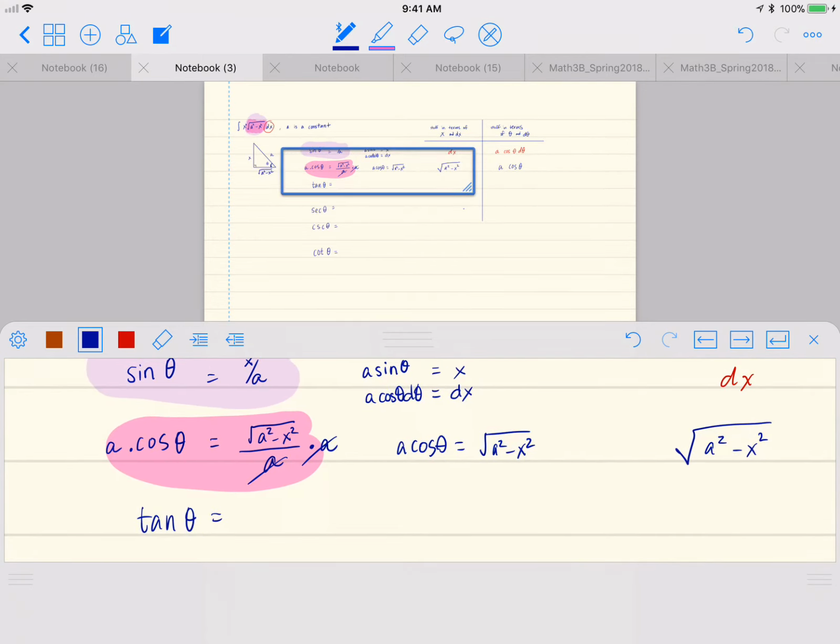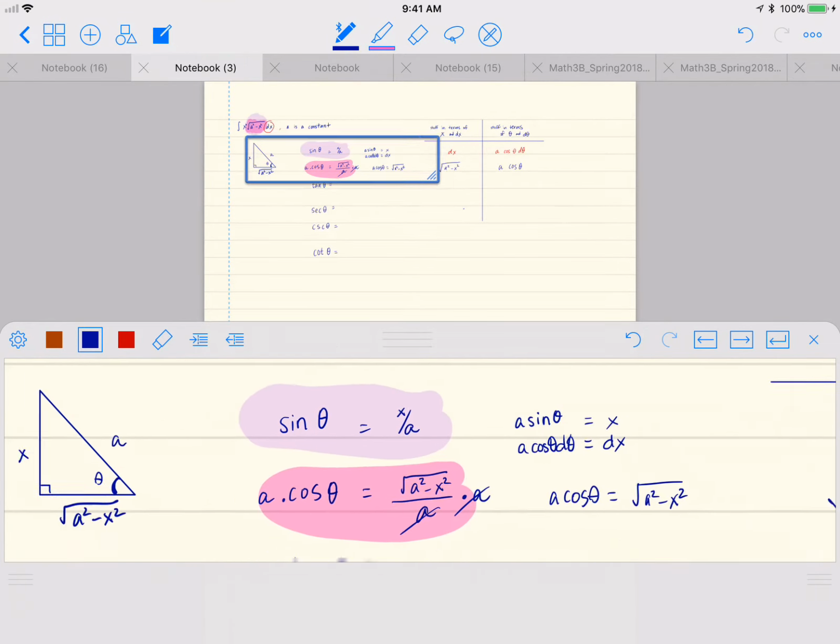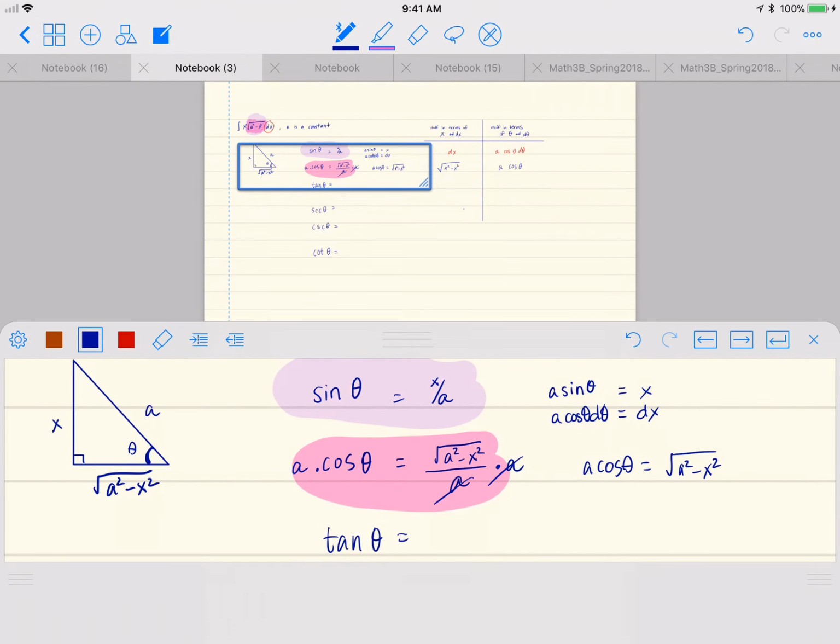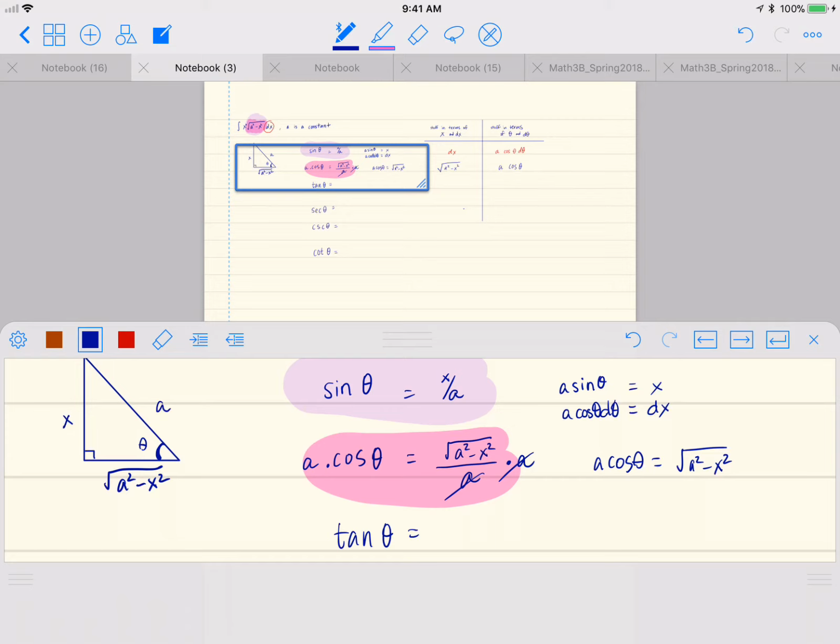And now we still have an x squared, right? So how are we going to get x squared going? Let's look at tangent. Tangent of theta is x over a.